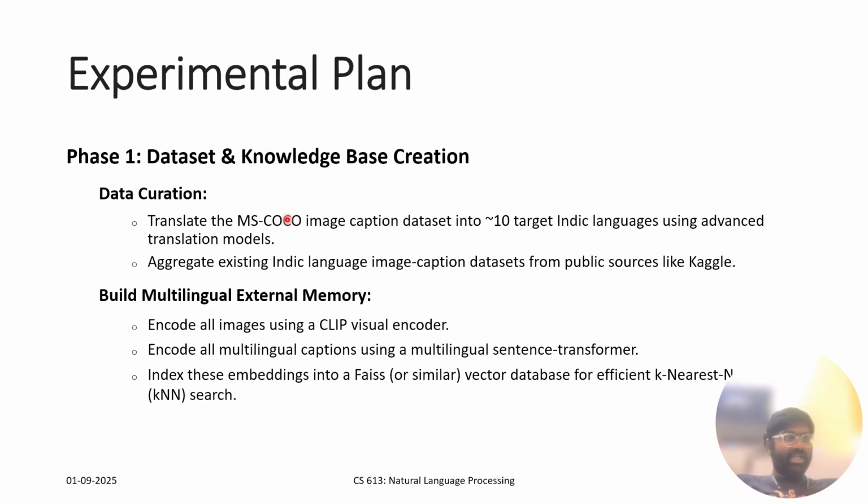So our experimental plan currently is that we will do data curation. We will translate the MS COCO image captioning dataset to 10 or 11 Indic languages, and we aggregate the existing Indic languages datasets for image captioning from public sources like Kaggle and other sources, and we build a multilingual external memory. We encode all images using the CLIP visual encoder, encode all multilingual captions using a multilingual sentence transformer, and then index these embeddings into FAISS or a similar vector database for efficient kNN search.